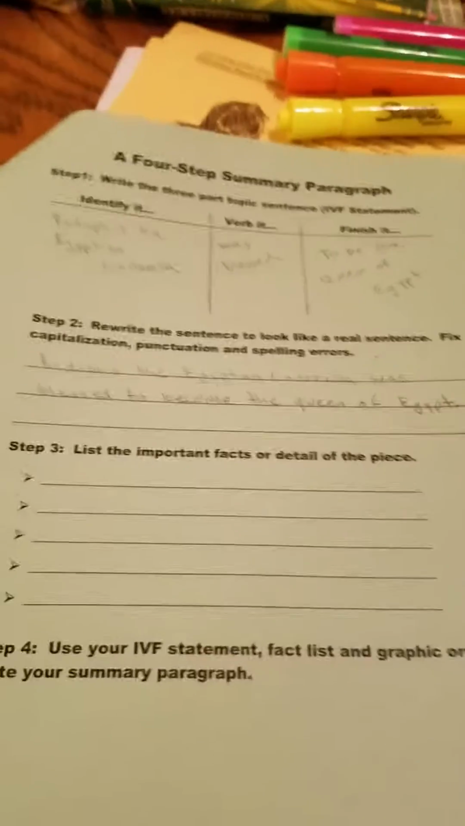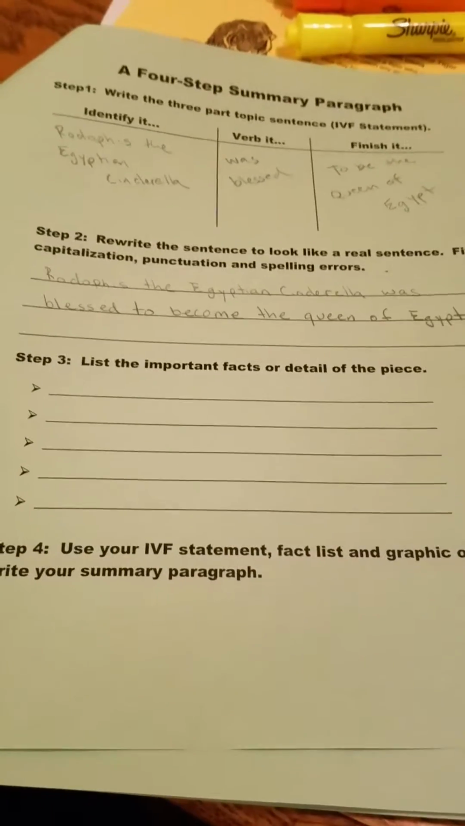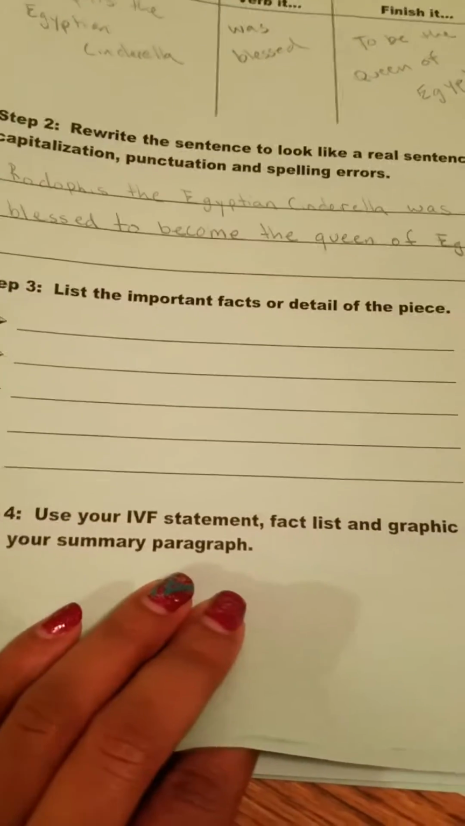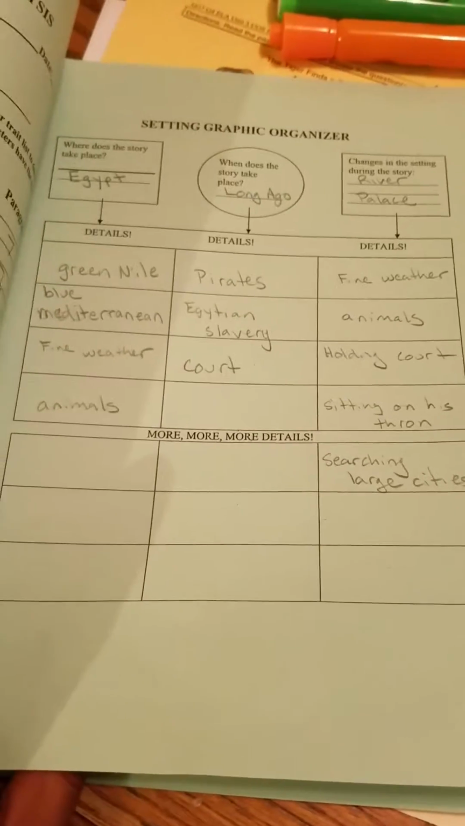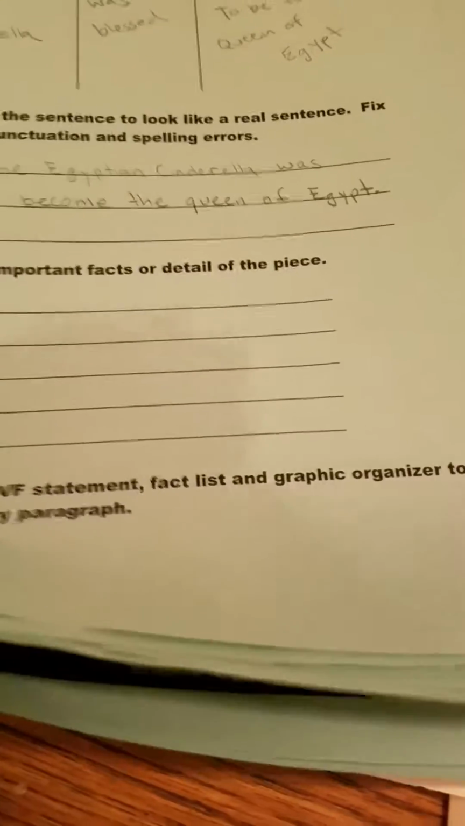So the first thing I had to do was rewrite that neatly. I just took the exact same words and made it nice and neat. Rodolphus, the Egyptian Cinderella, was blessed to become the queen of Egypt. Okay, now it says to list the important facts or details of this piece. So I'm going to go back to my setting that gives me some details. I've got my character organizer, which also gives me some details of the characters. And then I've got my event organizer that gives me some details on the events that took place. I'm just going to plug those in right here. I got 1, 2, 3, 4, 5 spaces for that.